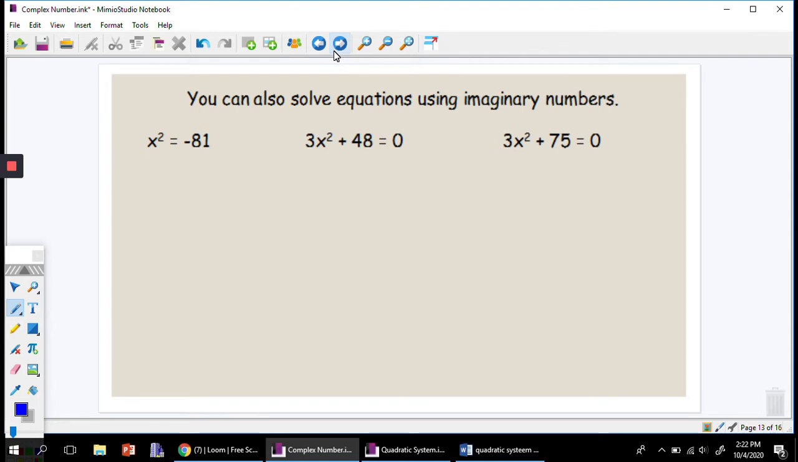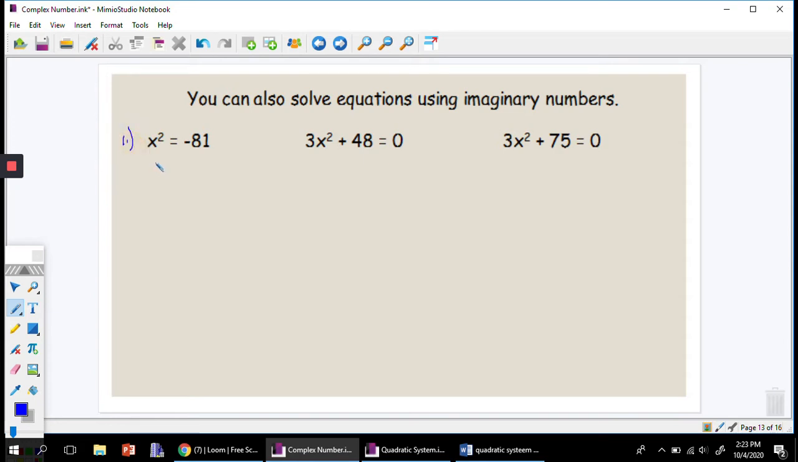Okay, so sometimes you will have solutions with imaginary numbers when you are solving quadratic equations. So how do we solve quadratic equations with imaginary numbers? I have here examples. Okay, so we will solve these first three examples by finding the square root. Okay, so let's have the first example.